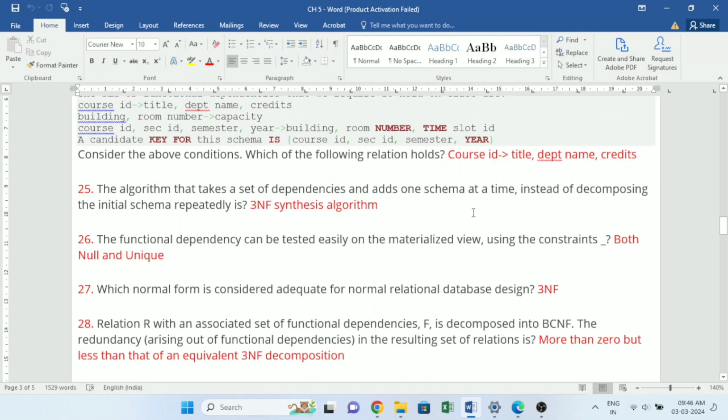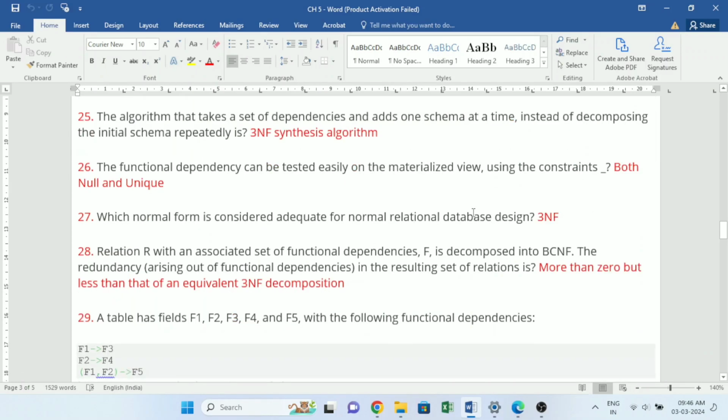25. The algorithm that takes a set of dependencies and adds one schema at a time, instead of decomposing the initial schema repeatedly, is the 3NF synthesis algorithm. 26. The functional dependency can be tested easily on the materialized view, using the constraints both null and unique. 27.